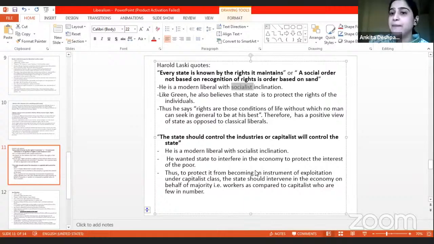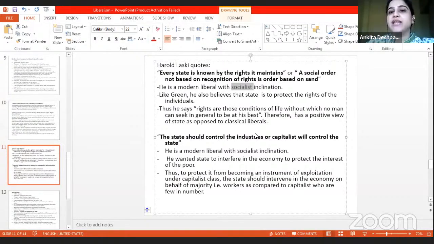And this happened after the French Revolution of 1789. Overthrow of monarchy happened. Louis XVI was executed, and after that came the dictatorship of Napoleon Bonaparte. You must have heard about this person. The capitalist class started becoming more and more powerful, with economic power as well as political power. That's the reason exploitation started taking place, and that's why the welfare state was a transition from classical liberalism. So Laski says, please control the capitalist.